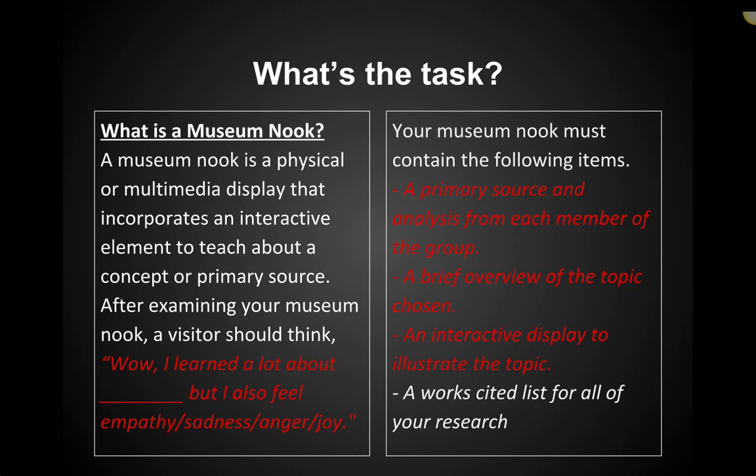Now, second reminder here, look on the right column. What has to be inside of your museum? You have to include a displayed primary source and analysis from each member of the group. If you're not sure what that looks like, you can take a look in class. I can show you that. It's on the back wall. The work that Henry, Jules, and Molly, their work, that's an example of what you need to do.